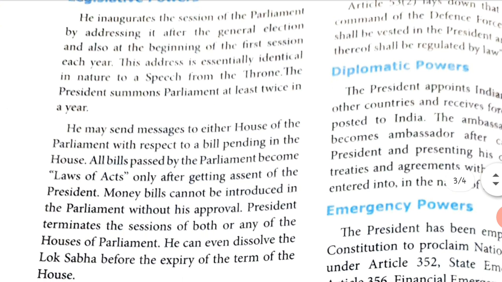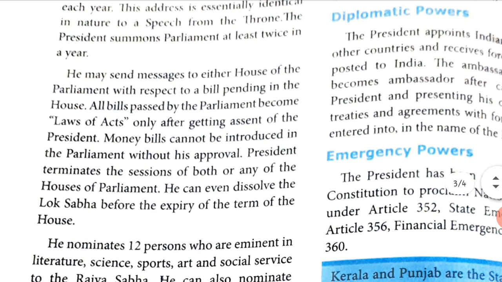He may send messages to either house of the parliament with respect to a bill pending in the house. So he can send a message to the Rajya Sabha and the Lok Sabha if a bill is pending, if a law that has to be passed is pending. All bills passed by the parliament become laws or acts. So we should know this. Any bill that is passed, that is approved by the parliament, becomes what? A law, only after getting the assent of the president.